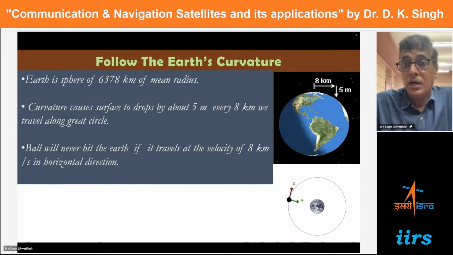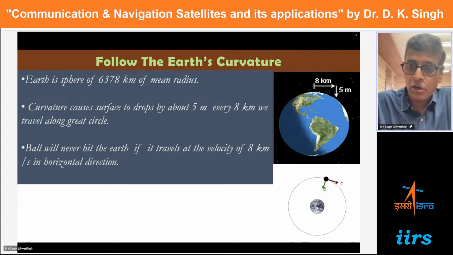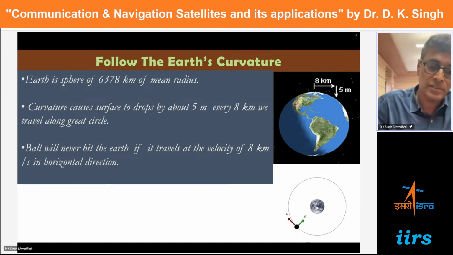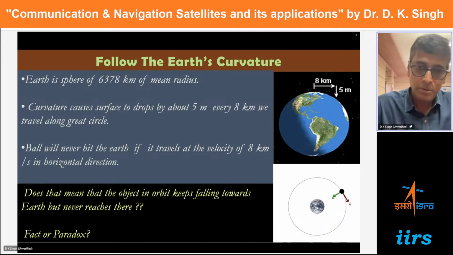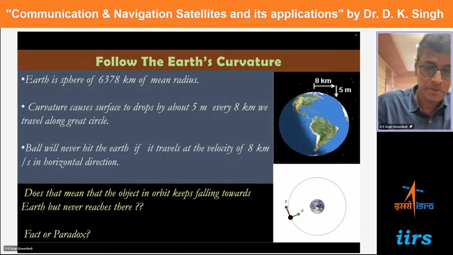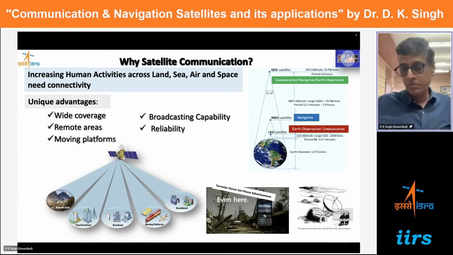So in the real sense, orbits are nothing but a way the object is falling towards the Earth, but it is never touching the surface because the velocity given in the tangential direction is just right for that distance. So this is the paradox or fact you can debate and discuss with your students later. Now let us move to the main topic.